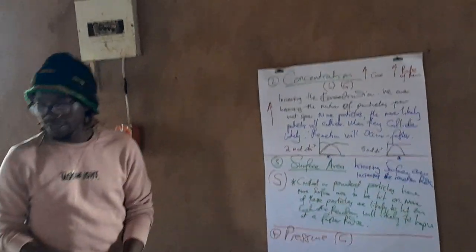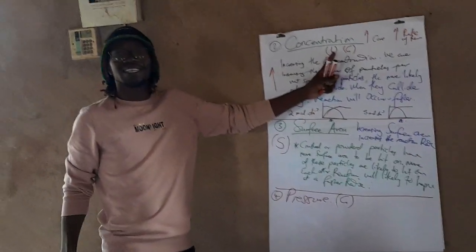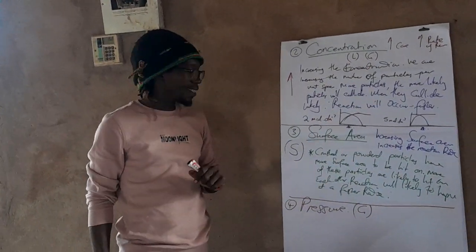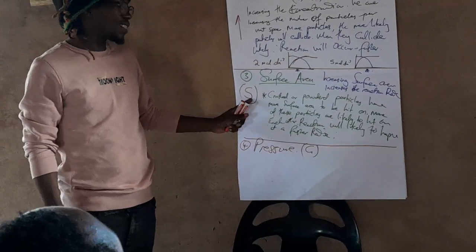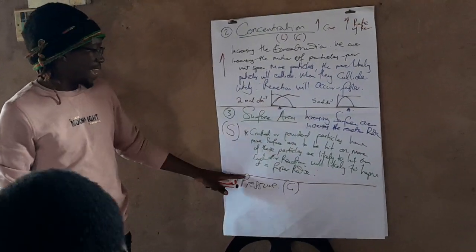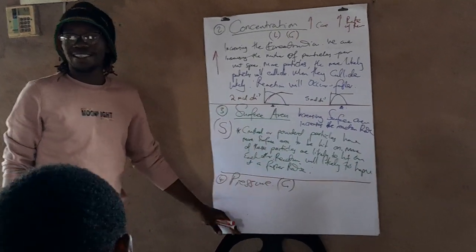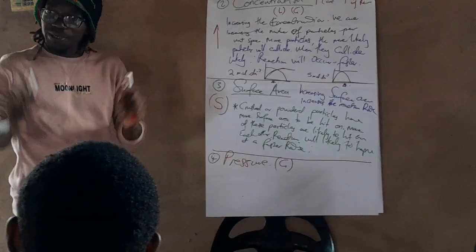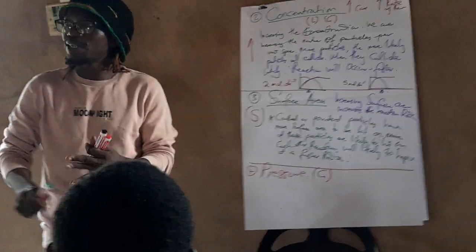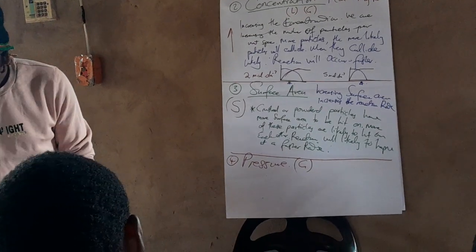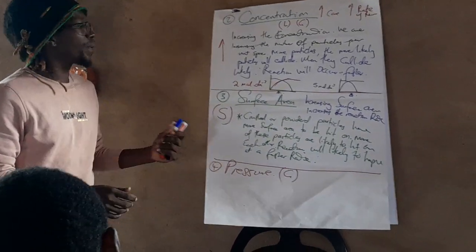So I said concentration affects liquids and gases, right? But surface area affects the solids. And pressure affects the gases. Temperature affects everything: solids, liquids and gases, right? So let's talk about pressure.